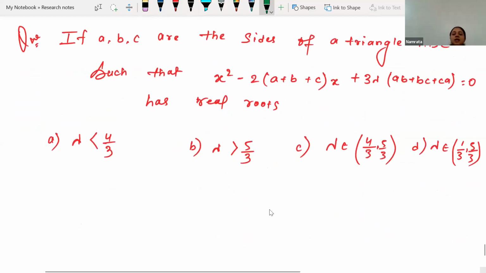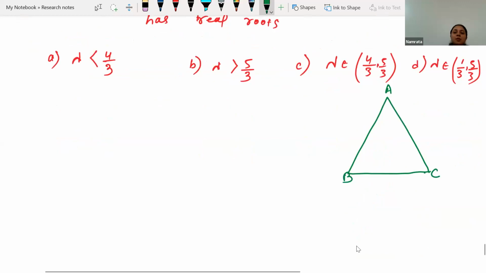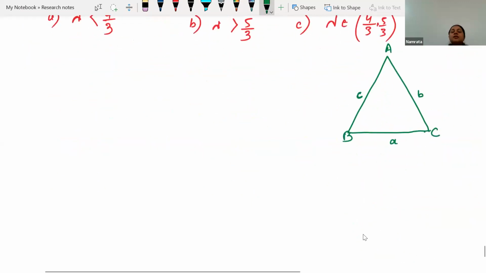Okay, a, b, c are sides of a triangle. We have a triangle ABC whose sides are a, b, c. Whenever such a triangle is given, you must take opposite to A side a, opposite to B side b, and opposite to C the small letter side c. We take it this way whenever the triangle is ABC and the sides are also a, b, c. Now for this triangle, there is a rule, the cosine rule and the sine rule.